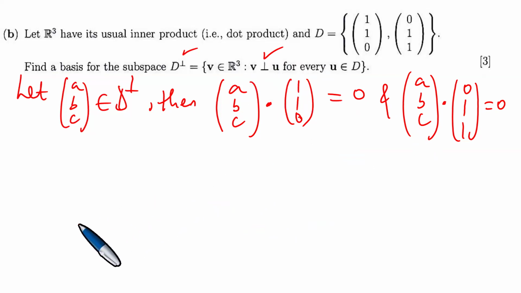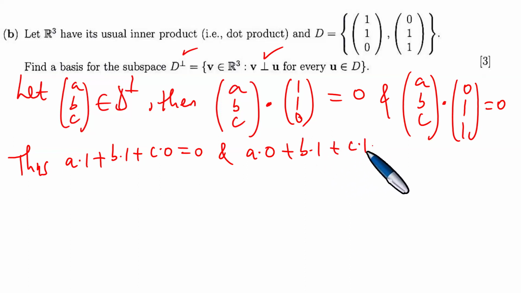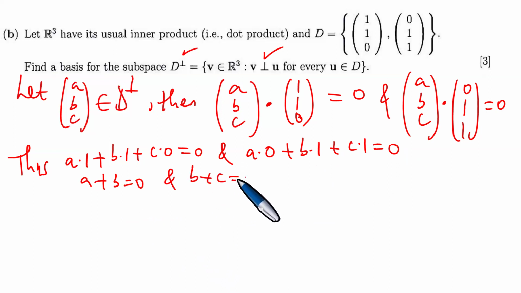And then the dot product is component-wise. So it's like A by 1, B by 1, C by 0 equals 0 for the first one. And for the second one, it's going to be A by 0, B by 1, and C by 1 equals 0, like so. And this means that we have A plus B is 0, and B plus C is 0. You get the point?